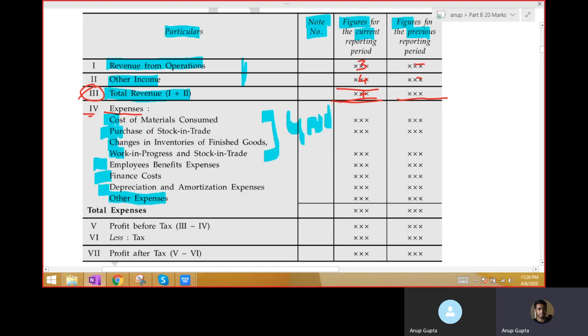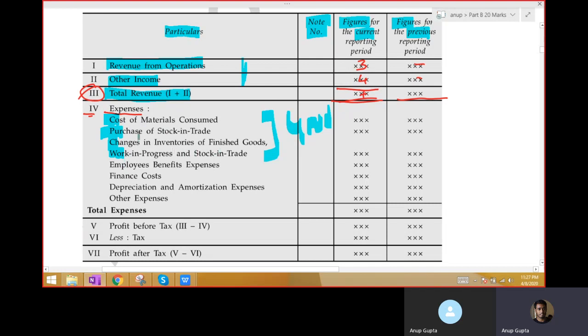So out of this we know last will be other expenses. The first three will be related to goods, and after the third one, the fourth, fifth, and sixth are employee benefit expense, finance cost, and depreciation. You can also learn this way: EFDO. After the first three, EFDO: employee benefit expenses, finance cost, depreciation and amortization, and other expenses. The first three are cost of material consumed, purchase of stock in trade, changes in inventory of finished goods, work in progress, and stock in trade.